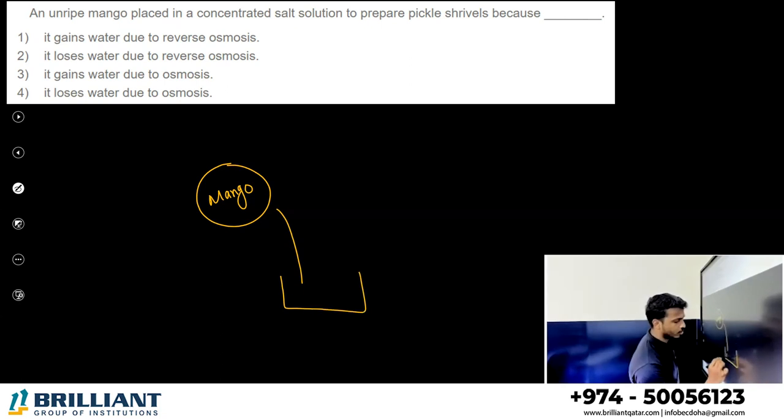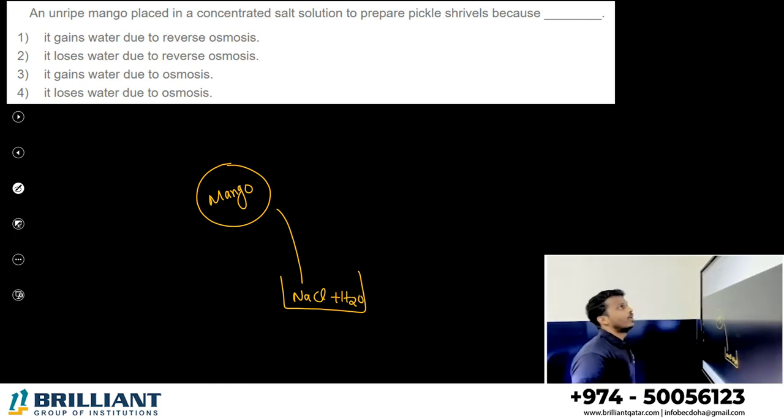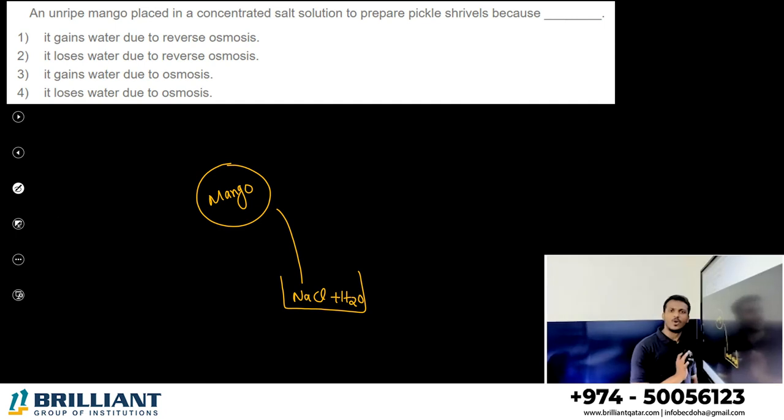They are putting it in a sodium chloride solution, which means it contains sodium chloride and water, to prepare pickle. It will shrivel, you know, it will shrink. Why? If you put a raw mango in a concentrated salt solution, NaCl solution, you can see that the mango starts to shrivel. What is the reason? The mango pulp contains mostly solvent. It is fully solvent. What is the NaCl solution? It is completely a solution.